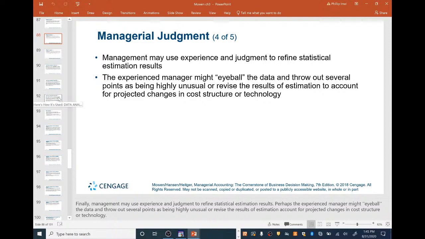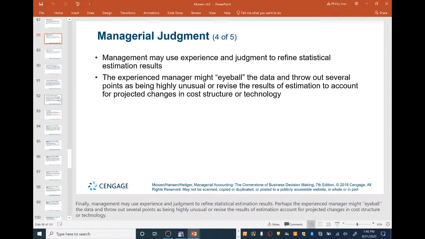Management may use experience and judgment to refine statistical estimation results. So even though the statistical estimation results yielded what they yielded, sometimes we might use that experience to say, even though it's saying that, I think it's going to be closer to this, so let's just go with this. Or maybe they'll use a mean or an average between the two, okay?